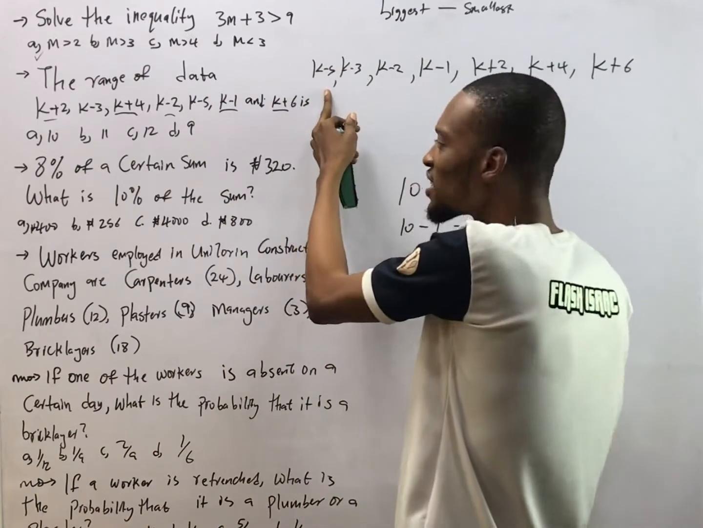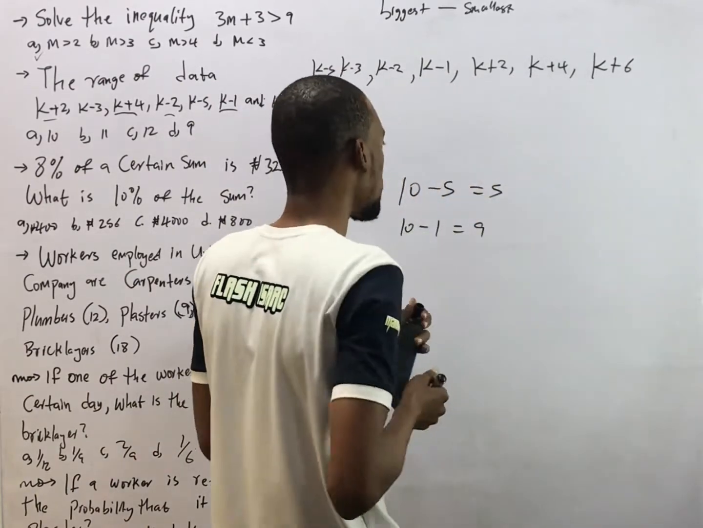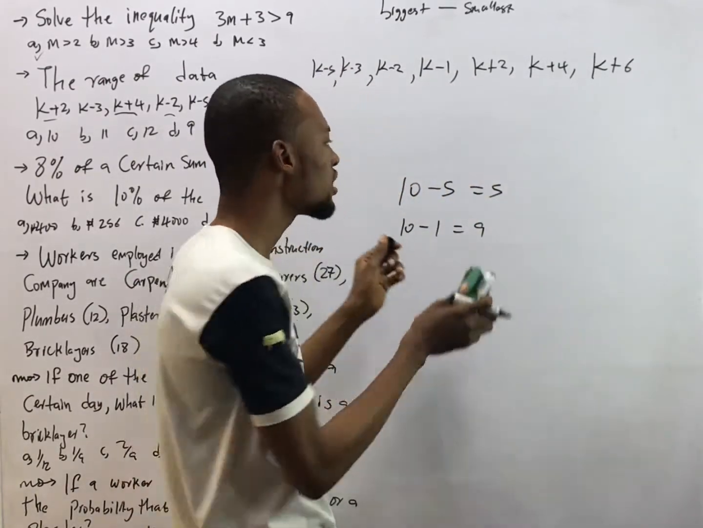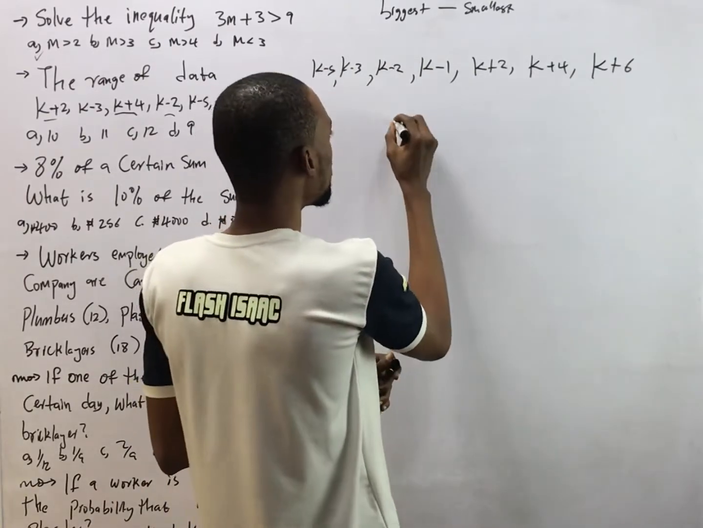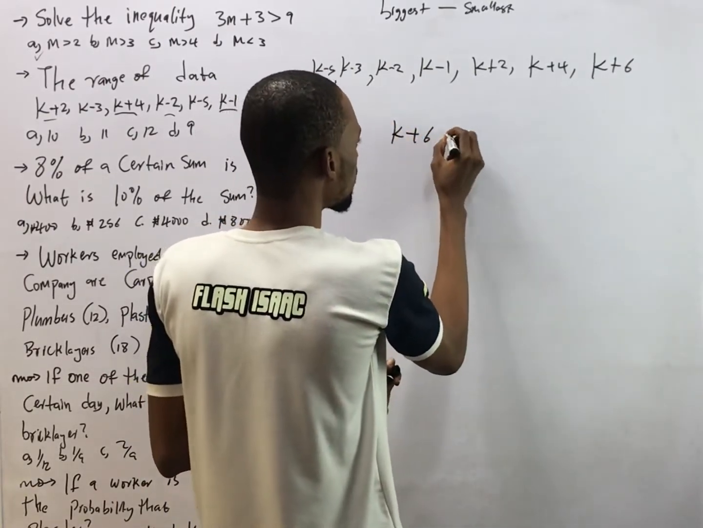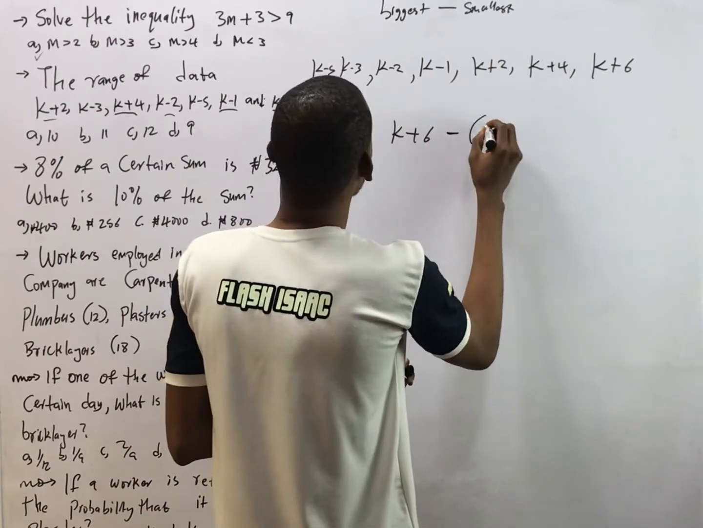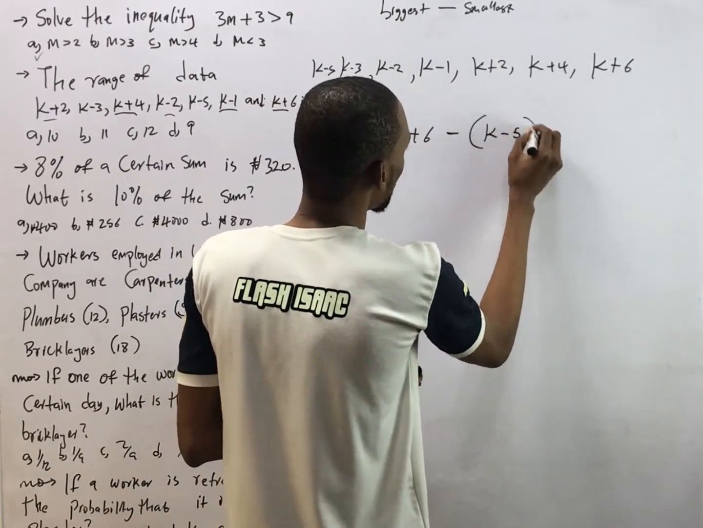So this is the smallest number and this is the biggest number. And range is simply the biggest minus the smallest. So this implies that we have k plus 6 minus k minus 5.